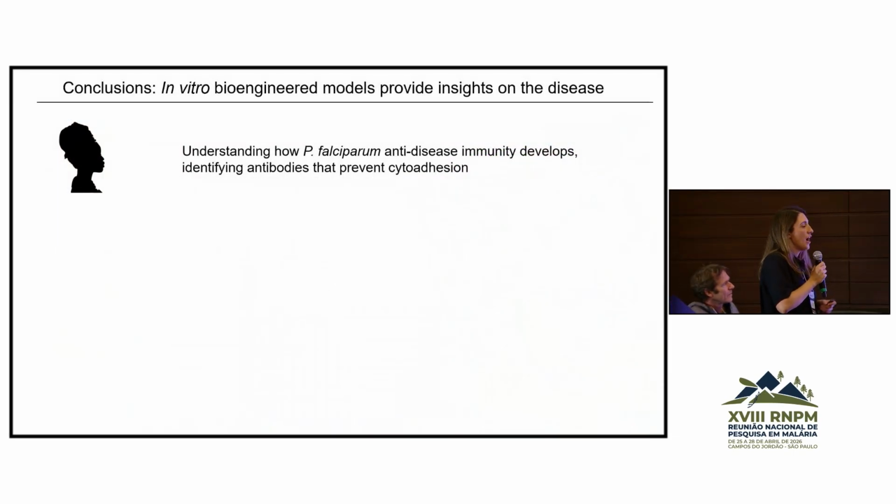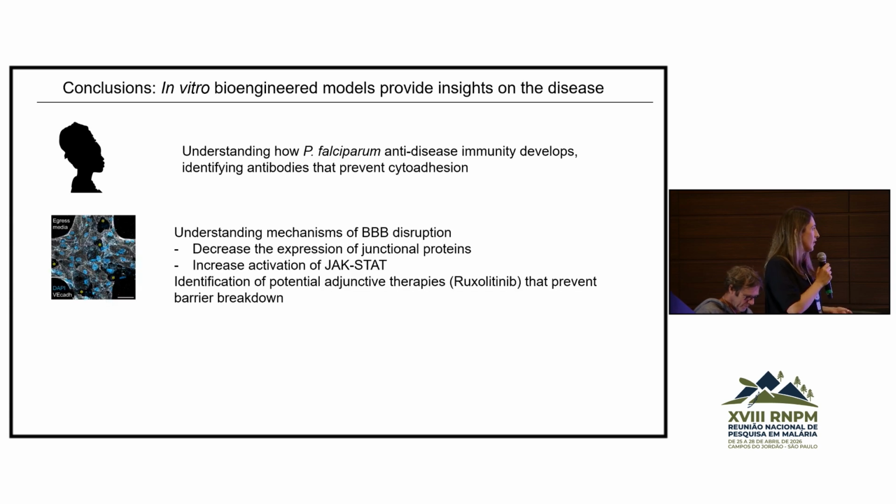But very quickly, I really want to give you 3 examples on how we can use our bioengineered systems to study important questions in malaria research. We first showed that we can study how immunity to disease develops in cerebral malaria and how these monoclonal antibodies inhibit parasite binding. We can also show that the malaria parasite Plasmodium falciparum causes blood-brain barrier disruption when they egress, and this is because of a combination of JAK-STAT inflammatory pathways and downregulation of junctions. We could reverse this with a JAK-STAT inhibitor, which is very exciting for a future potential treatment for cerebral malaria.